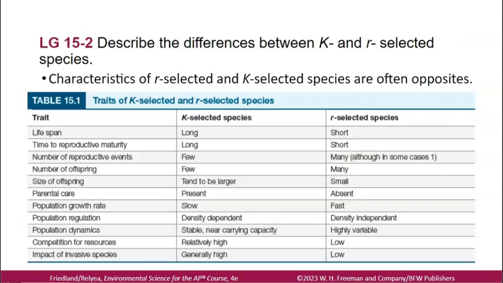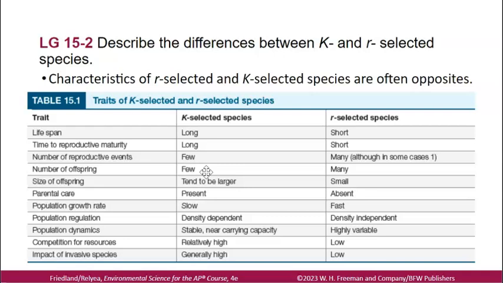All right, here's a chart. Here are characteristics of K and R selected species. So you do need to know these. Now, pause the video and read through it. Jot down some notes to remember. Basically, a K-selected species, think of humans, has a long lifespan. It takes a long time to reach reproductive maturity, so about 15 years before humans can have children.